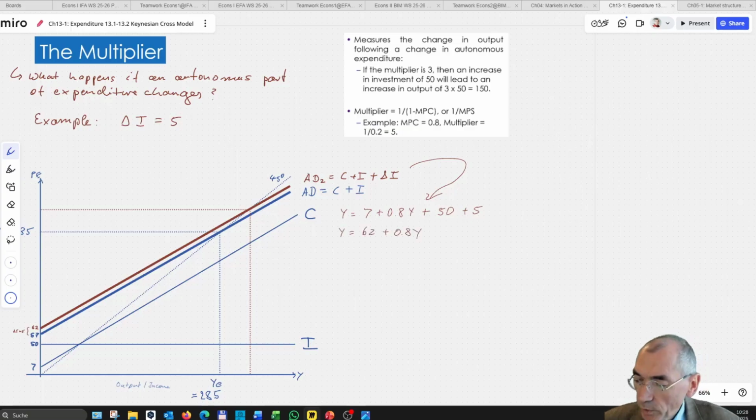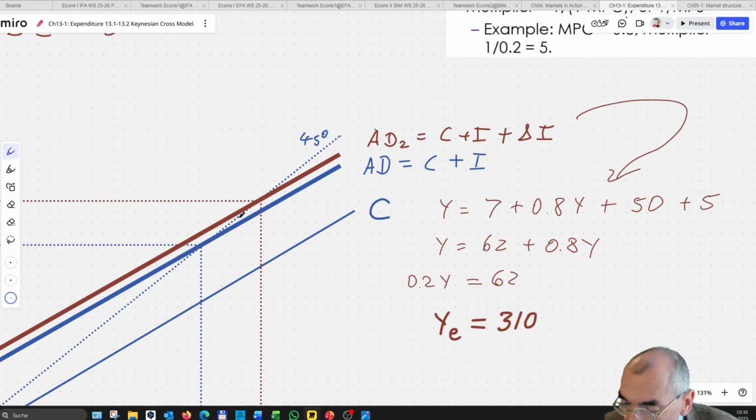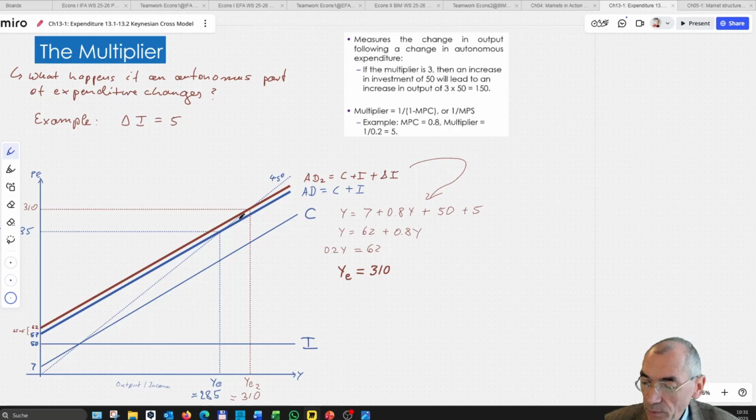And in the meantime, we know the story. We bring the minus 0.8 Y to the left. So it will be 0.2 Y equals 62, or Y equals 62 times 5, which is 310. So we see we can put the 310 down here. So YE, the equilibrium Y2, is 310, and then the same here. And you have access to the mirror board, so you can make it bigger and check the different effects that we have here. It's 310.